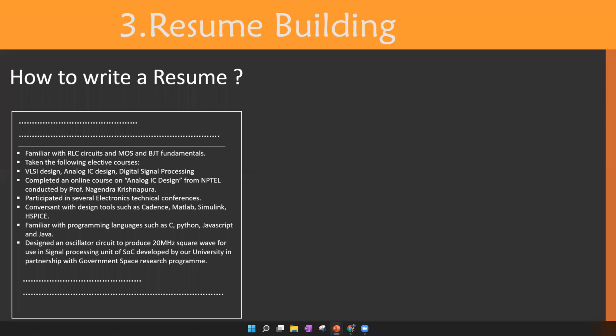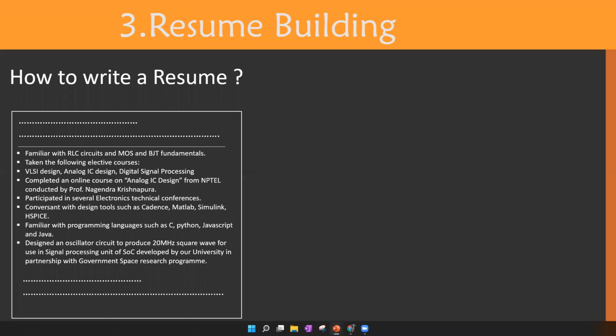Here, let's say a candidate is creating a resume and sharing the skills or the knowledge that is gained. There are statements like, I'm familiar with RLC circuits, I have taken these elective courses, I have completed some online course, I have participated in these technical conferences, I'm familiar with these tools, I know these programming languages, and I did some oscillator design. That is what this candidate is showing as resume.